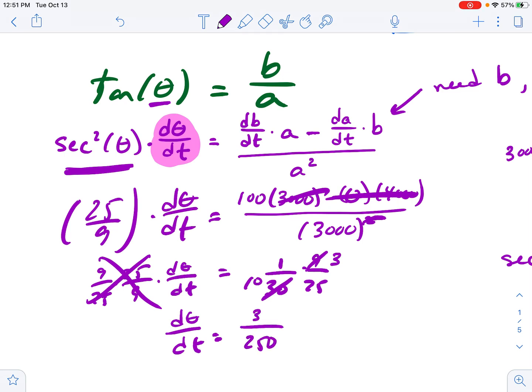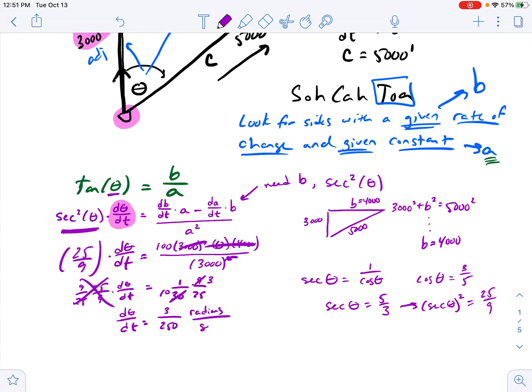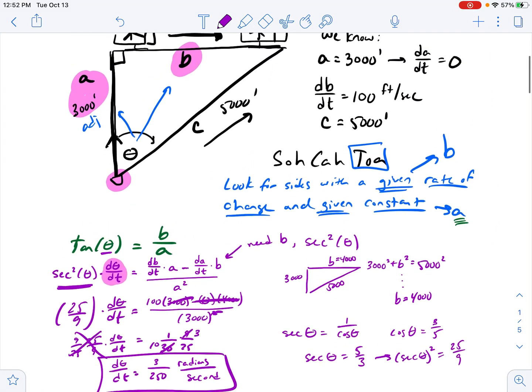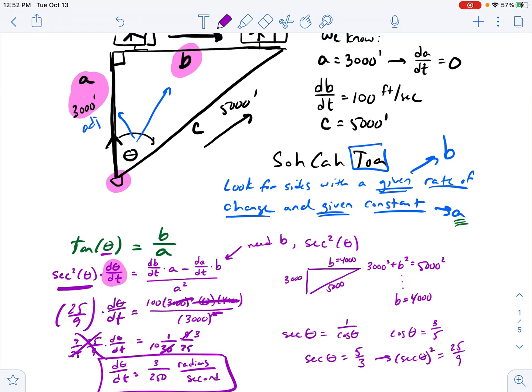So we're getting 3/250ths, and then the units here are going to be radians per unit of time, and I think the unit of time here is in seconds. So the rate of change is 3/250ths radians per second. A pretty small change in that angle, but it's at a significant height.